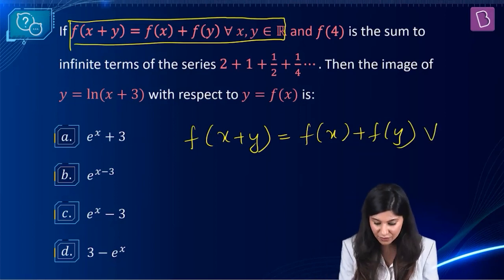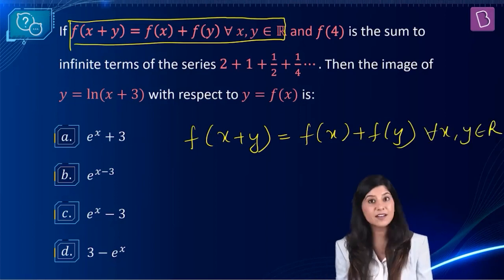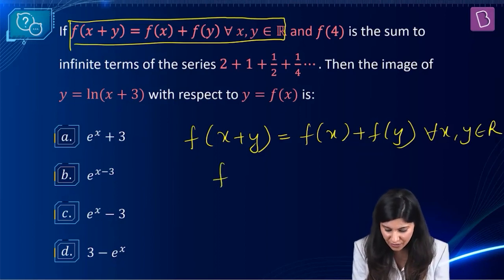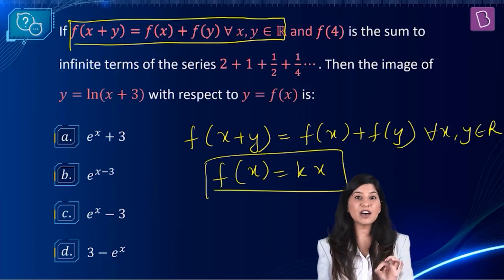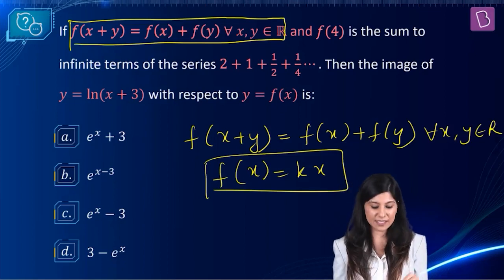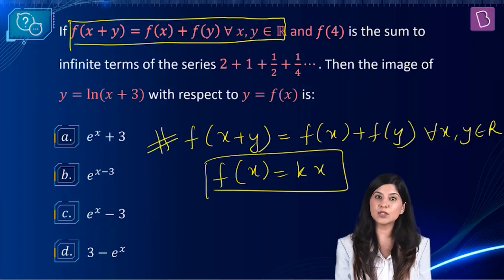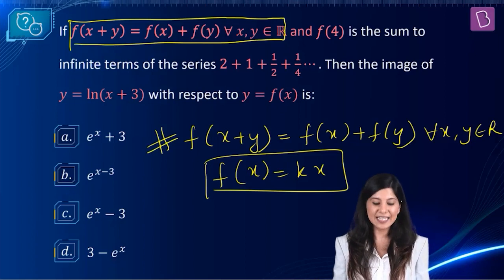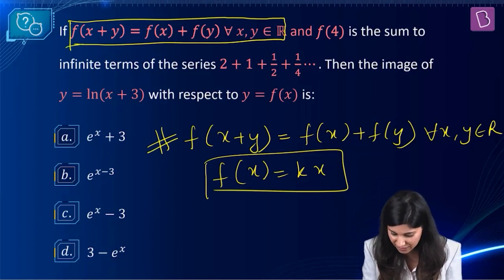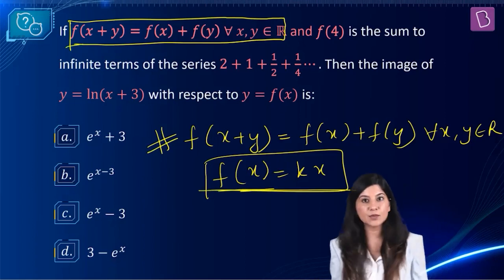statement, for all values of x, y belonging to R, of course, you just write f of x equal to kx. The only function in this world which will satisfy this particular functional equation is nothing but f of x equal to kx. That's what you need to remember forever. Right? So this functional equation corresponds to the function f of x equal to kx.